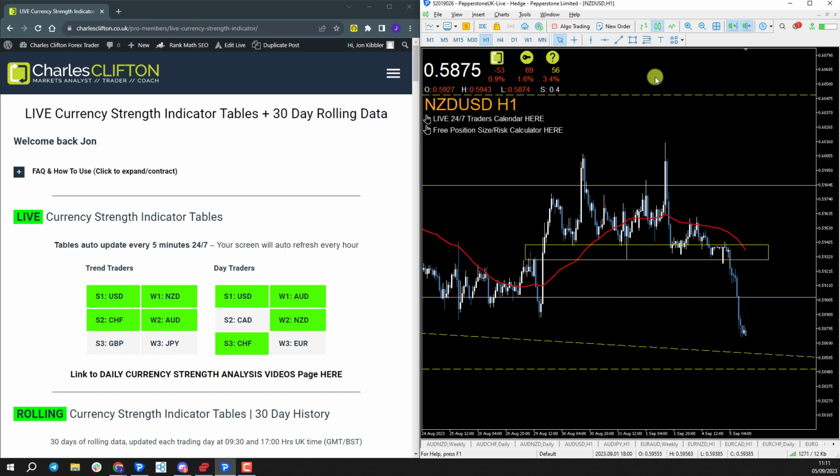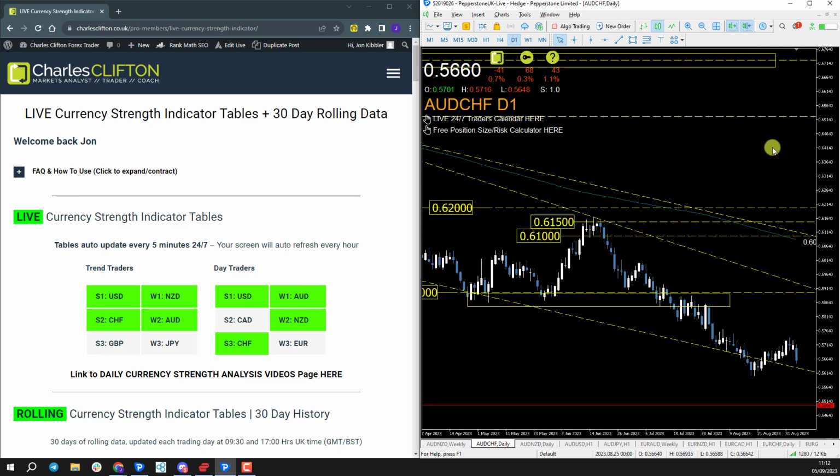So again, we're going to have to maybe set our sights a little bit lower on this one, perhaps into the swing lows that price has recently traded through, that 0.59, for any kind of opportunity there. Going on to Aussie Swiss then.